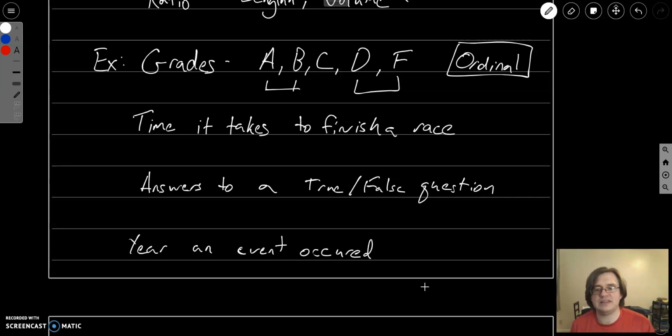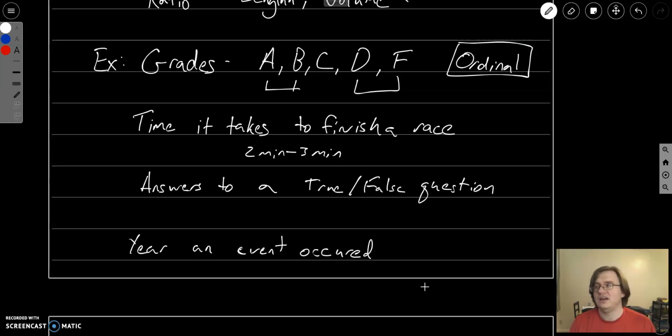So here we have the time it takes to finish a race. Again, you could finish a race in, say, 2 minutes, or in 4 minutes, 6 minutes. So we can order these clearly. And the difference between times to finish a race has some meaning. If someone finishes a race in 2 minutes versus 3 minutes, the 1 minute difference has an inherent meaning, and we can see that. So this is not only at the ordinal level, we can glean more information from this. So it's at least going to be at the interval level.